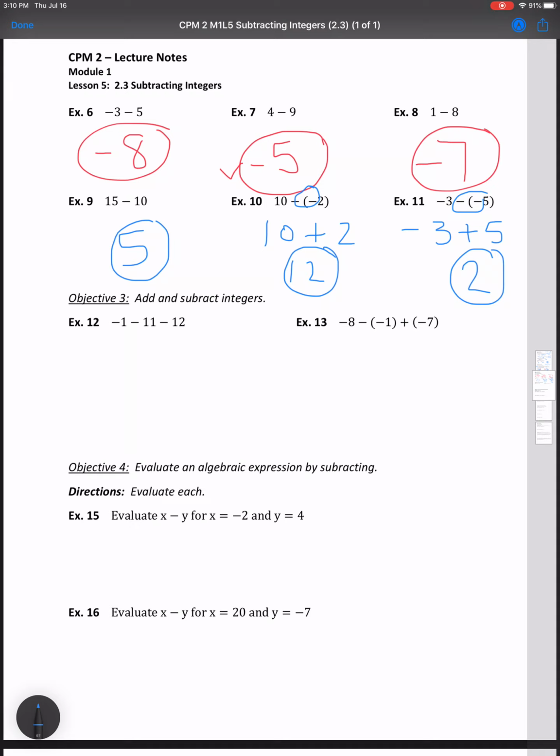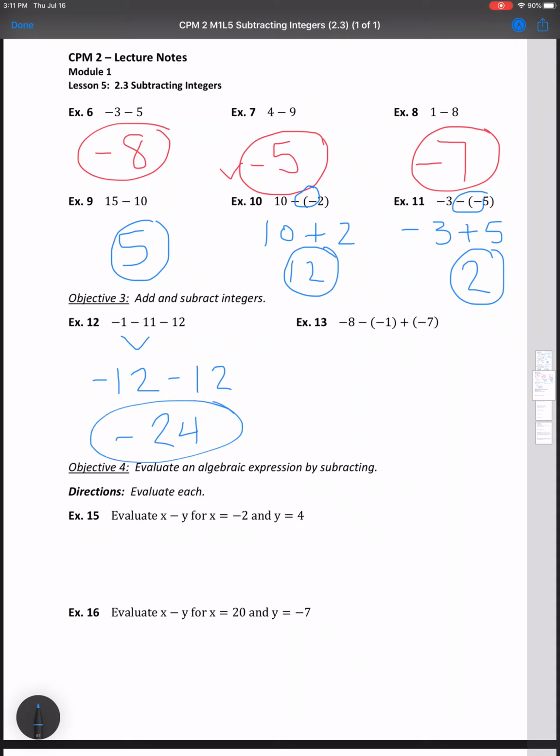Okay, objective 3, add and subtract integers. So now there may be more than two numbers to add and subtract. Just take two at a time and work it left to right. So here, if you saw -1 minus 11, same sign or different? Same. So add, keep the sign. Bring down what I haven't used yet. I haven't used that -12. And now ask yourself, same sign or different sign? Same sign. So add, keep the sign.